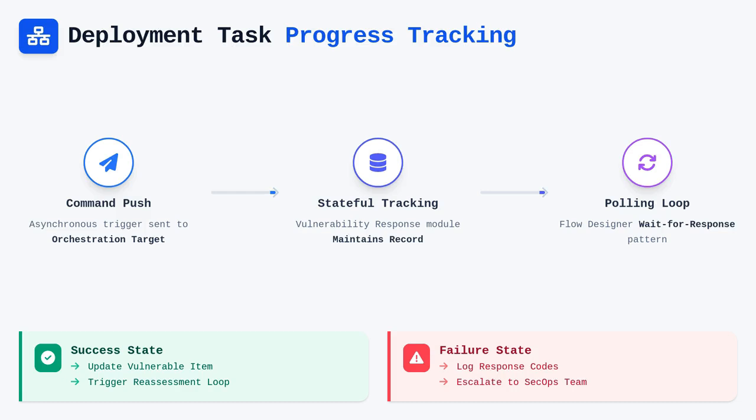If the response indicates a failure, your orchestration should automatically log the response codes and potentially escalate the issue to the security operations team for manual investigation.